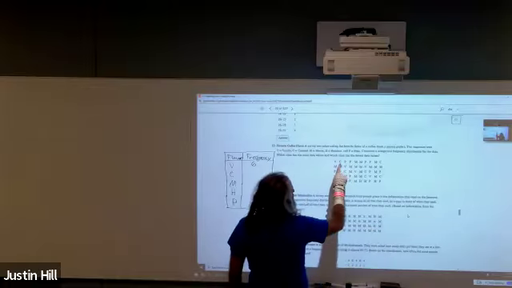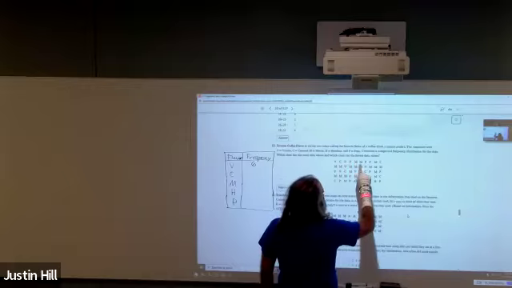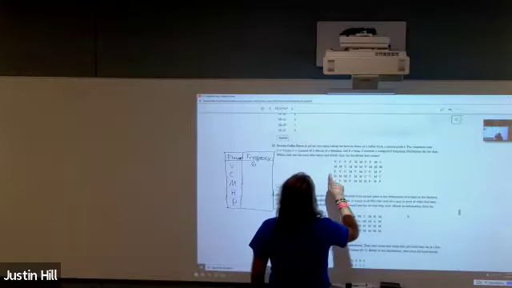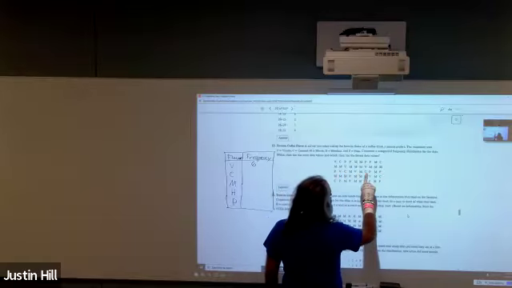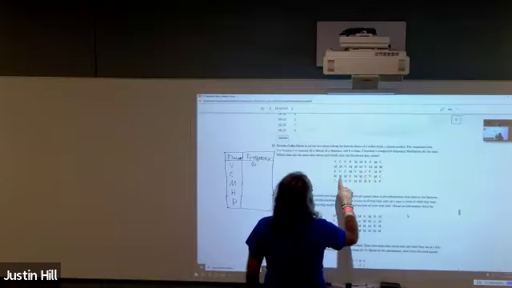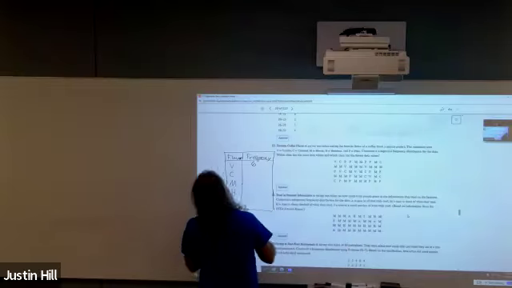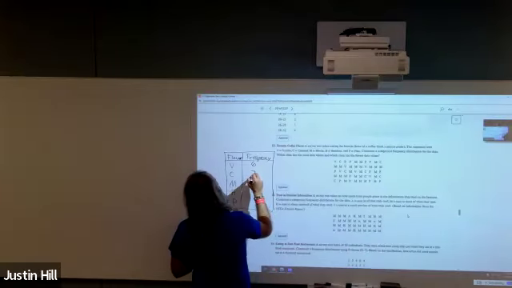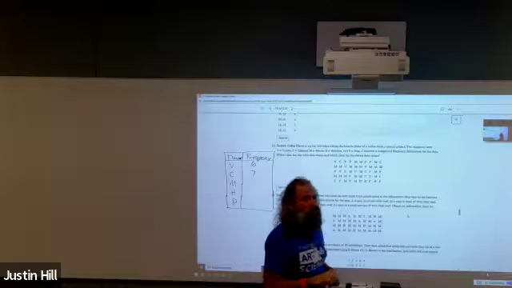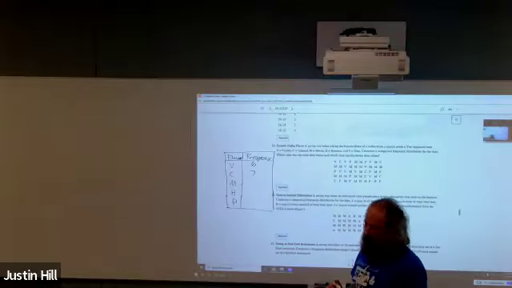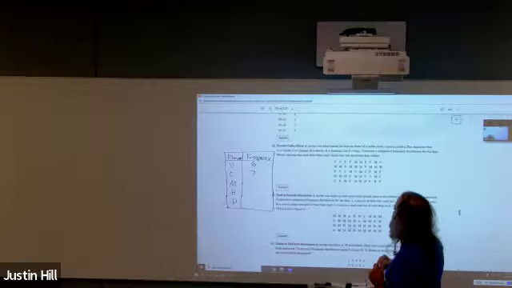I see 1 caramel, 2 caramel, 3 caramel, 4 caramel, 5, 6, 7. So I see 7 caramel. And people do like their caramel. I hate caramel. I just don't like the flavor, but I know a ton of people like caramel.